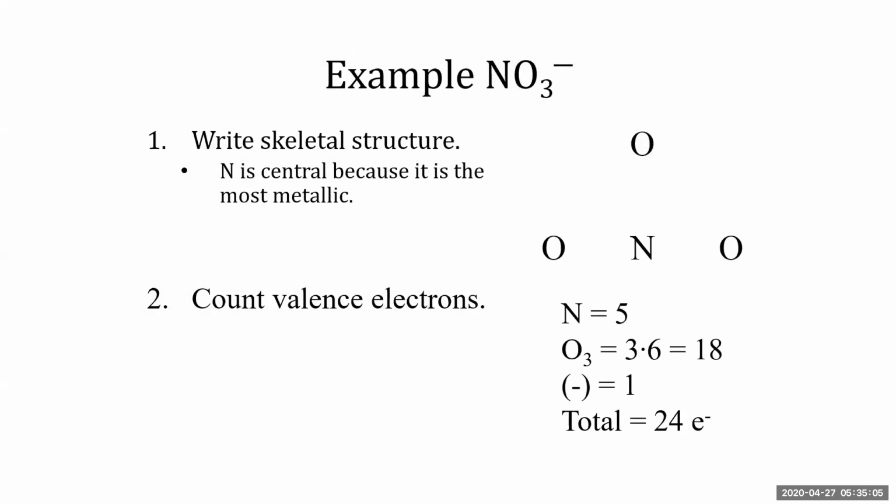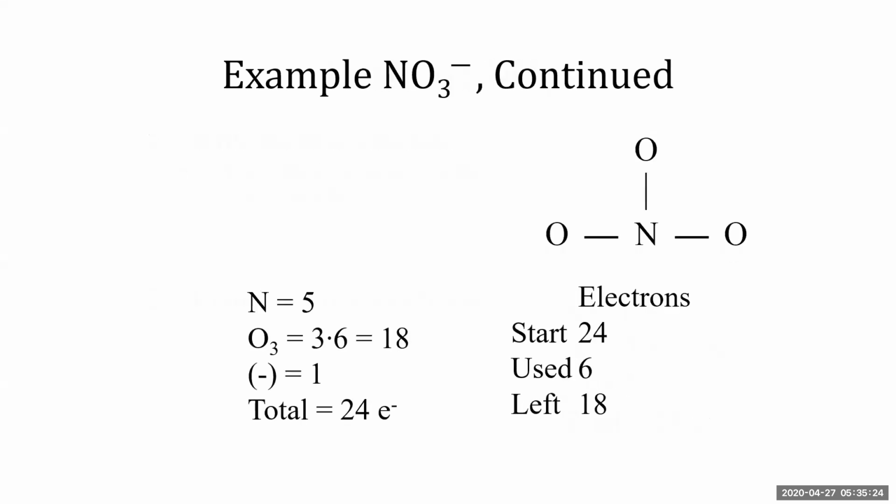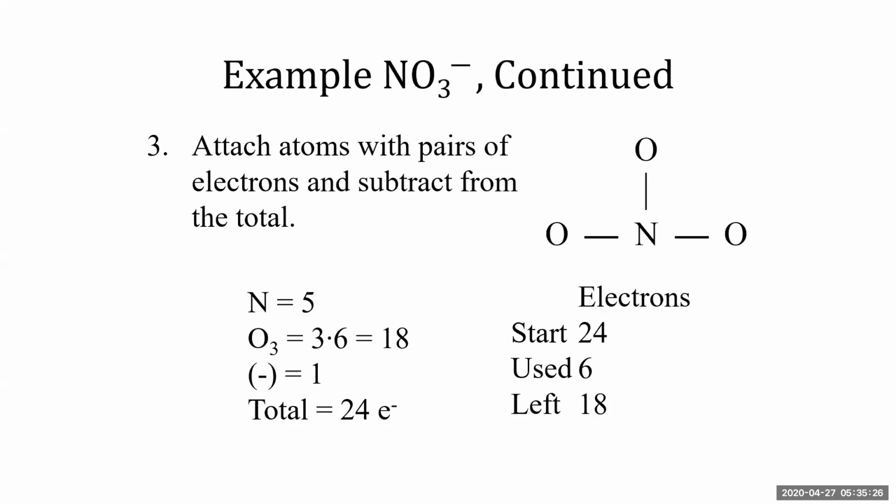An example is NO3-. Write the skeletal structure where N is the central atom. Count the valence electrons, which is 24 electrons. Attach atoms with pairs of electrons and subtract from the total. There are 6 electrons used and 18 electrons left.